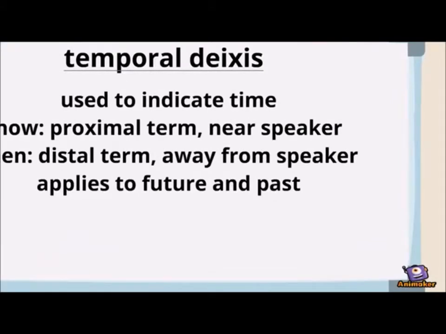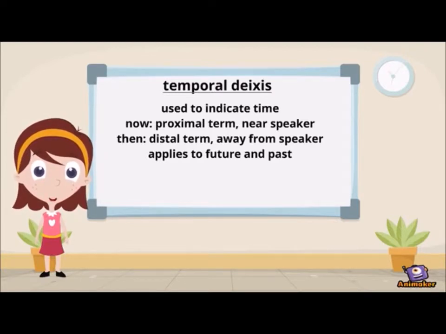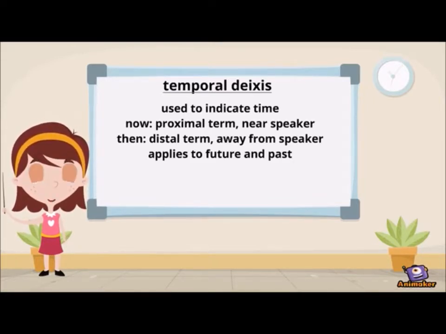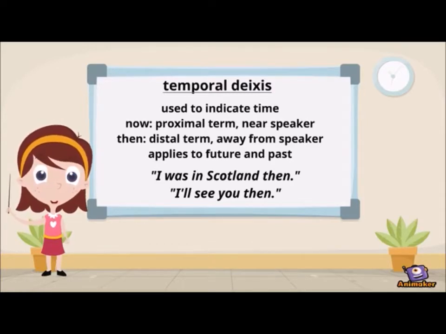Temporal deictic expressions are used to indicate time. The indexical now is a proximal term, so it's near the speaker, and then is a distal term, so it's away from the speaker. Also, then, in contrast to now, applies to both past and future time. For example, "I was in Scotland then" would be past time, and "I'll see you then" would be future time. In turn, the proximal form now can indicate either the time the speaker is making an utterance or the time the listener is hearing the utterance.